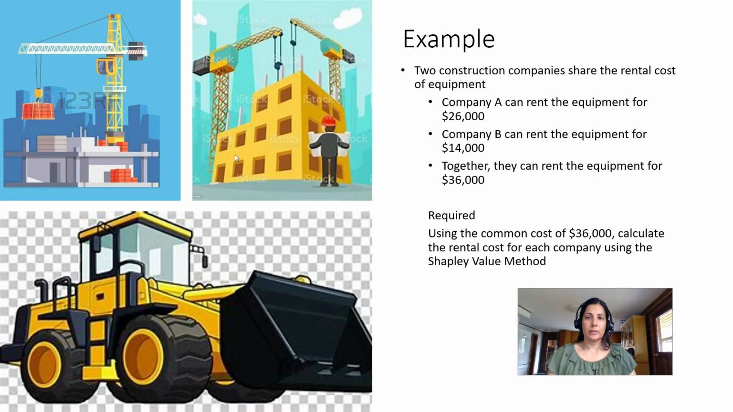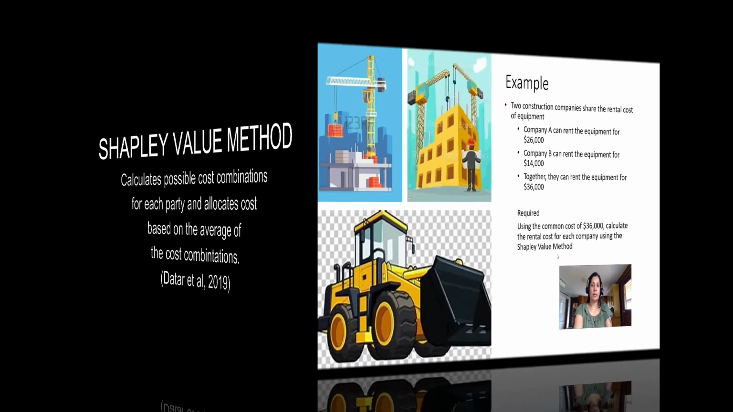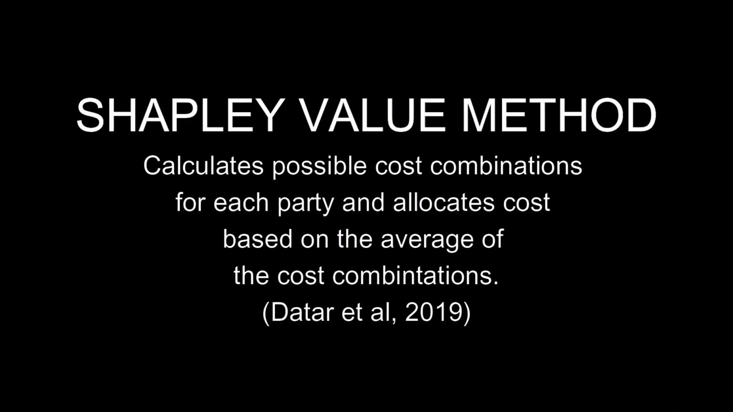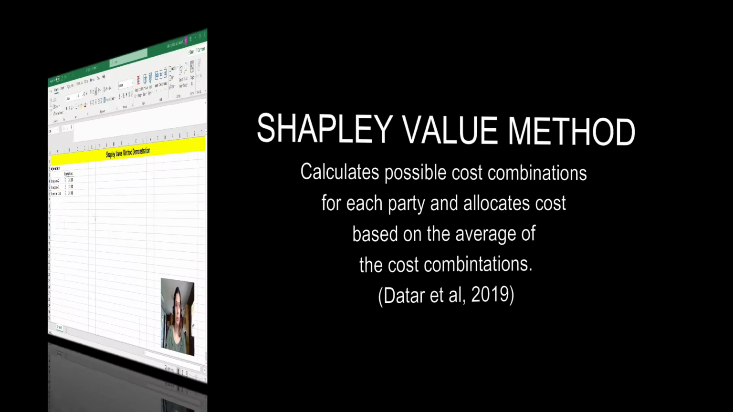The example that we'll use in this tutorial is two construction companies, and they need to rent equipment. Company A can rent the equipment for $26,000. Company B can rent it for $14,000, or they can rent it together for a cost of $36,000. So using the common cost of $36,000, we're going to calculate the rental cost for each company under the Shapley value method. So the question is how much of the $36,000 to allocate to each party. The Shapley value method is going to look at some cost combinations and then allocate the cost based on the average of those combinations.